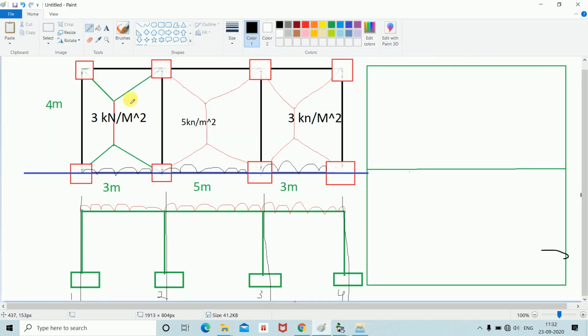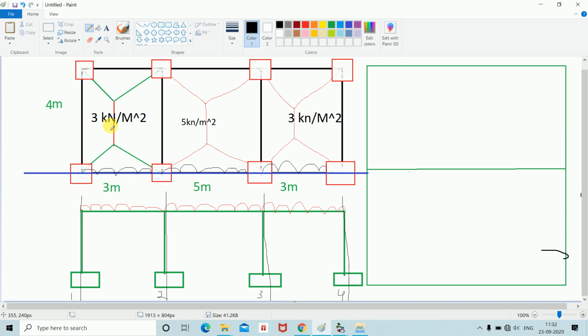You can see here this is a sample plan of the building. There are 3 spans in x direction and 1 span in y direction. That is 4 meter in y direction, and the first span is 3 meter in length, the second span 5 meter, and the third span 3 meter.